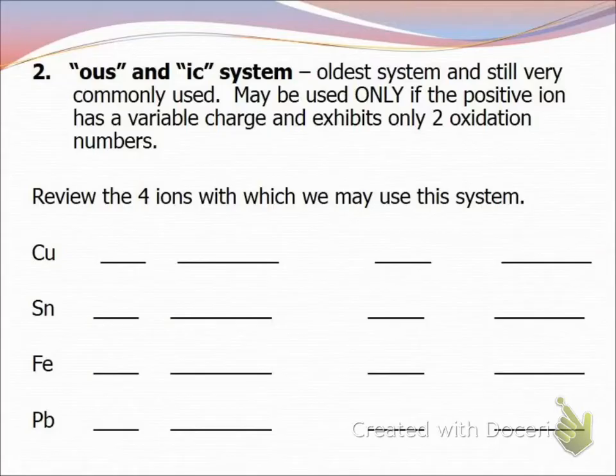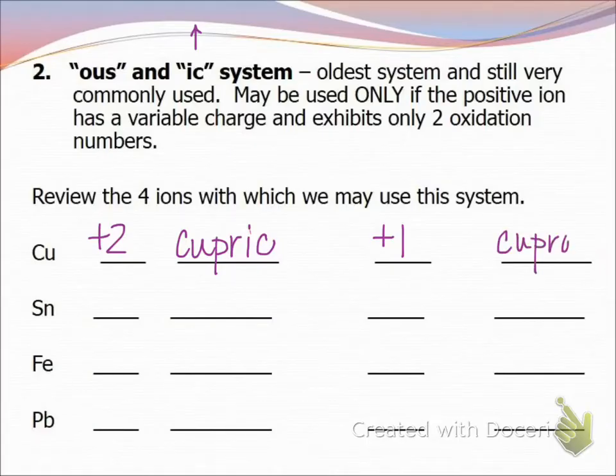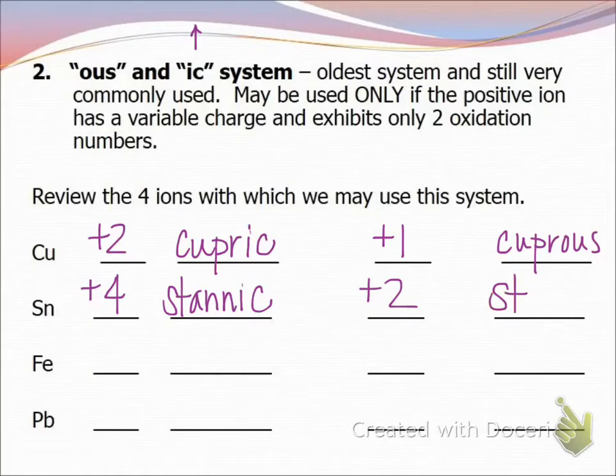So here are just four of the most common examples. We have copper, and copper is going to be a +2 or a +1. The -ic is always for the higher charge, okay? So this would be cupric. And if you always wondered why copper is Cu, it's because it's from the old Latin name of cuprum. And then the +1 would be cuprous. And then tin can be a +4 and a +2, and they are stannic, and now you know why tin has that Sn. And it's stannous.